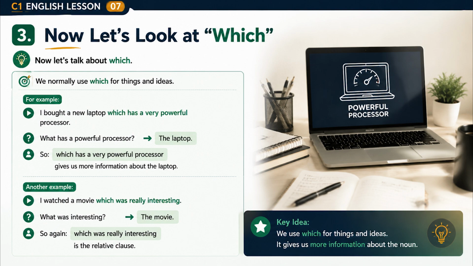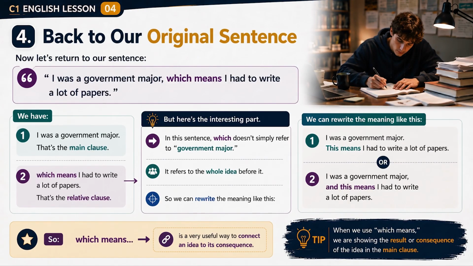Back to our original sentence. Now let's return to our sentence. I was a government major, which means I had to write a lot of papers. I was a government major. This is the sentence, right? I was a government major, which means I had to write a lot of papers. We have "I was a government major." That's the main clause. Then, "which means I had to write a lot of papers." That's the relative clause. But here is the interesting part.